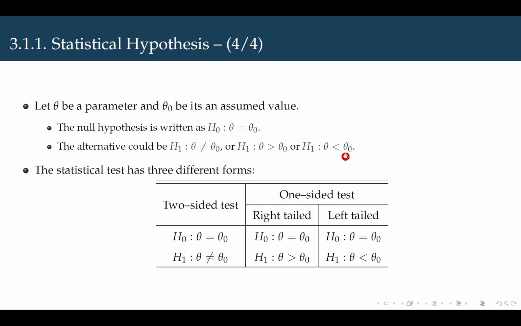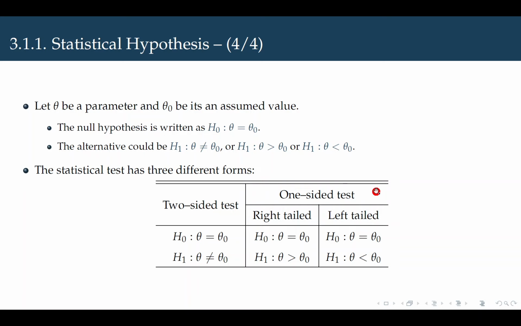Therefore, always we write the null hypothesis as H naught: theta equals theta naught, but the alternative could be either a different from type, greater than type, or less than type. Therefore, the statistical test has three different forms. One, it is called two-sided test. The null hypothesis is theta equals theta naught. The alternative, theta is different from theta naught. This is said to be two-sided test because when theta is different from theta naught, theta may be greater than theta naught or it could be less than theta naught.